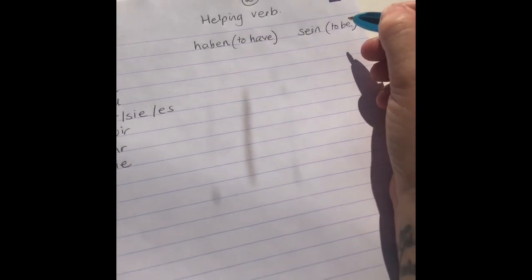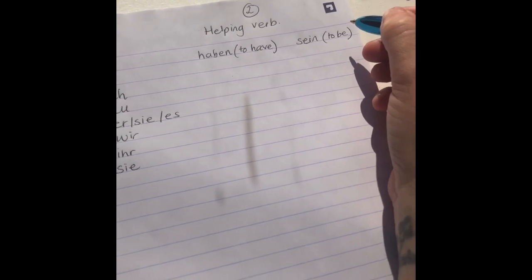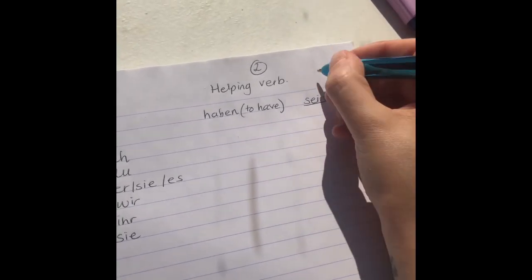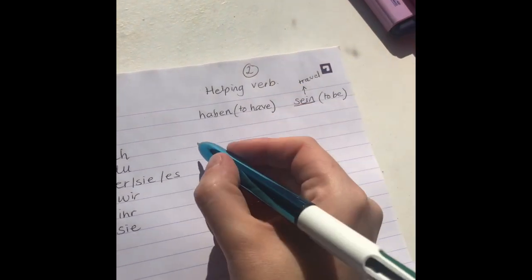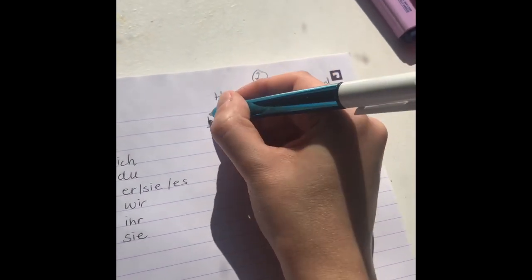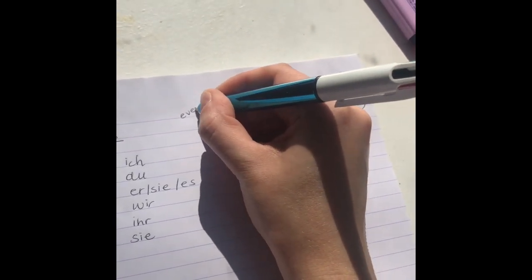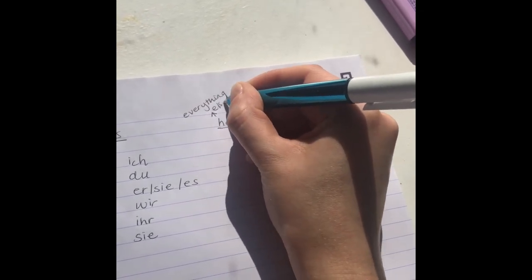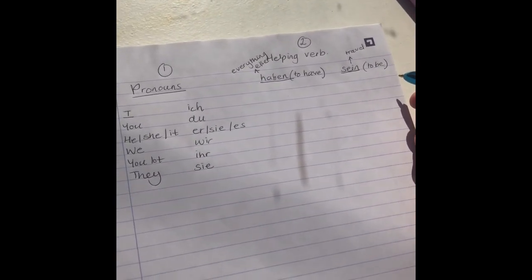If the thing in the past tense involves you travelling to a new location, such as I went to the shop or I travelled to Spain, then you're going to need to use sein. So you use this for travel, and then haben is for everything else. Like I played football, I did my homework, I sang, etc. So everything else.